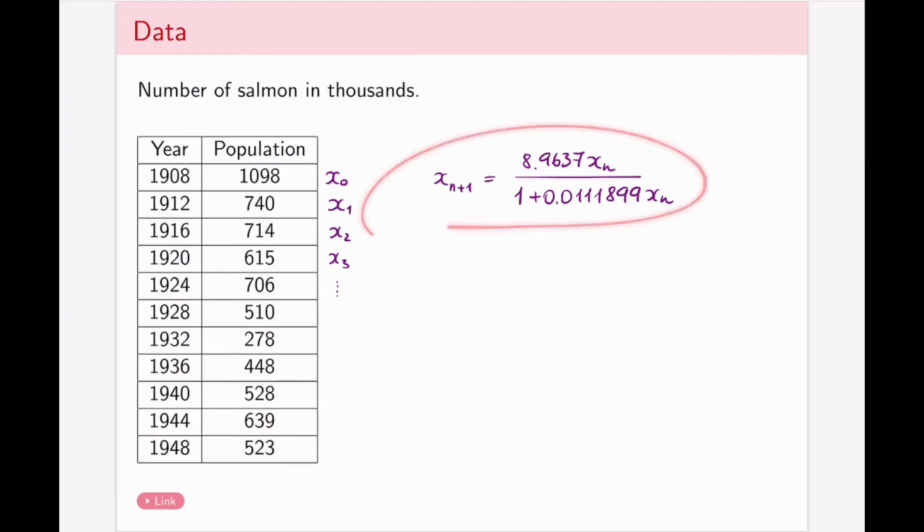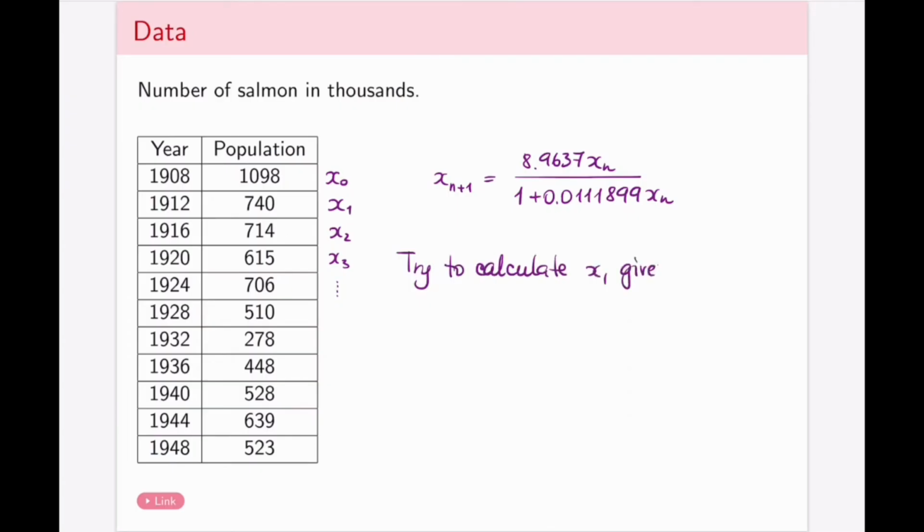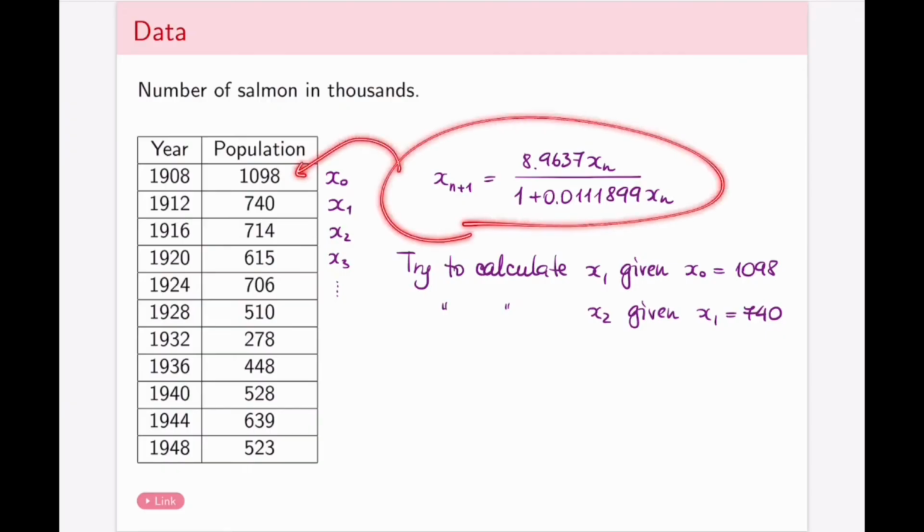Now, just to get the hang of these computations with the indices and to remind ourselves sort of how this works out, what I would encourage you to do is to try to calculate, given this formula, what x1 is, given that x0 is the number in 1908, so 1098. And then again, just to get the hang of using this big ugly looking formula, try to calculate x2, given that x1 is 740. Remember that this is the formula that I came up with for this data, but I've actually only used up the first 2 years.